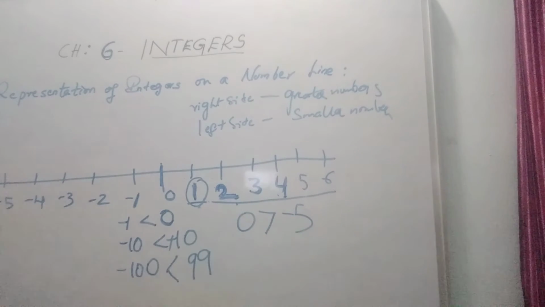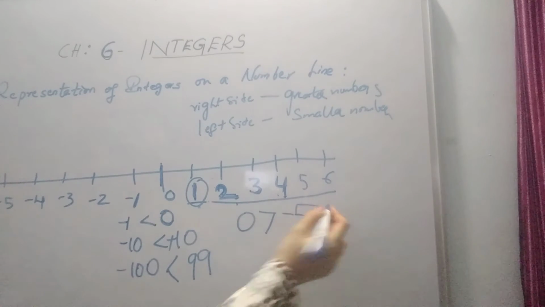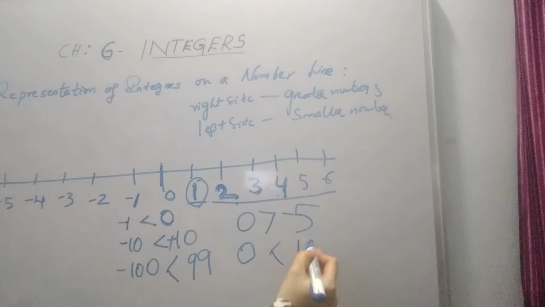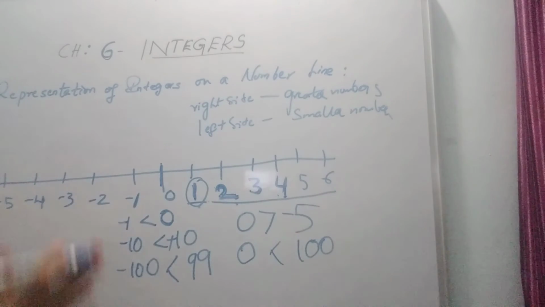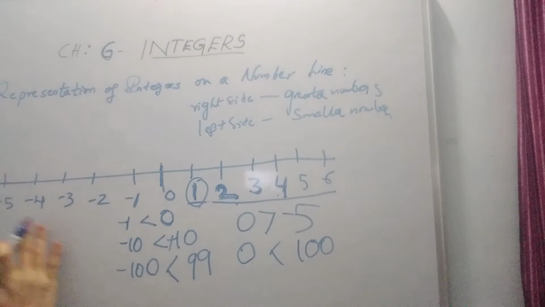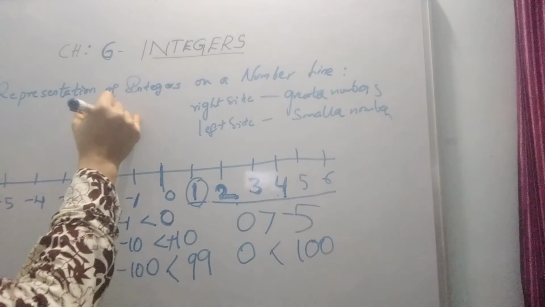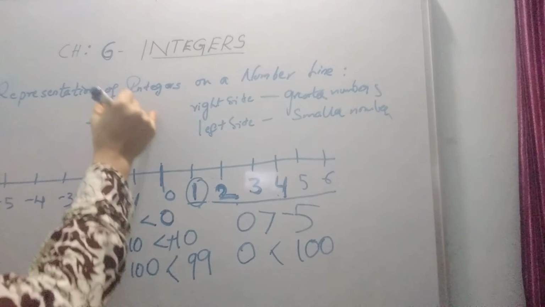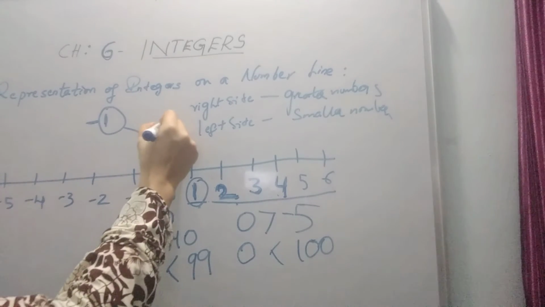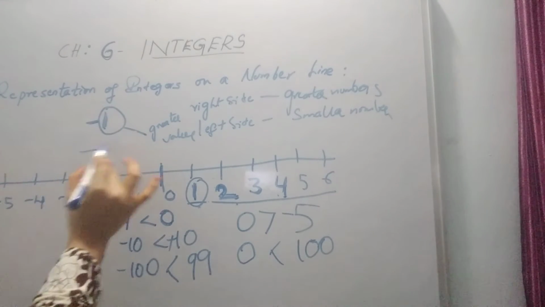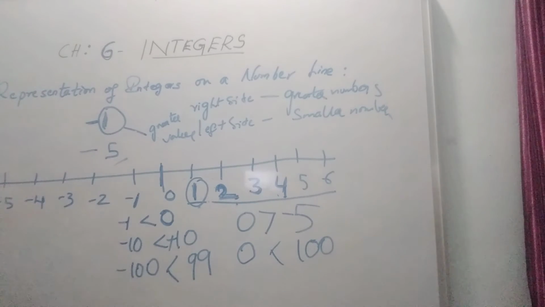Okay. 0 is greater than -5. And 0 is smaller than 100. So, right side numbers are greater numbers and left side numbers are smaller numbers. And if you put negative symbol to any number, if the number is smaller, it gets greater value. -1 is bigger than -5. Okay, is it clear?